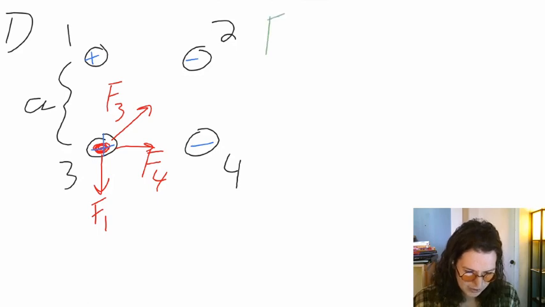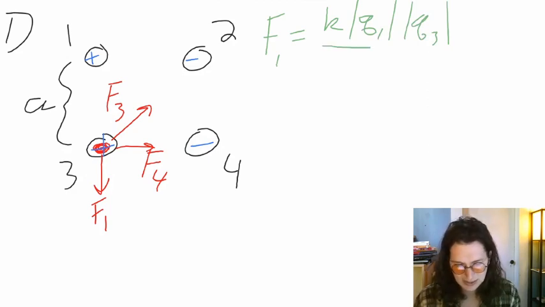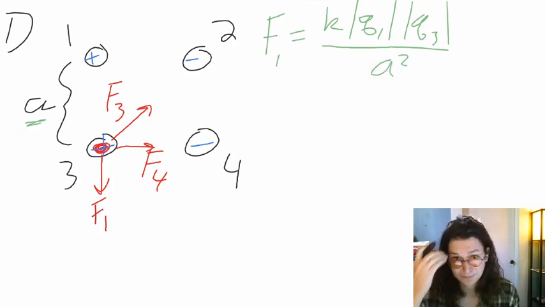So we have F1, the force between 1 and 3. That's going to be K times the absolute value of Q1 times the absolute value of Q3. Q1 creates the force, Q3 experiences it. And then we divide by the square of the distance between them. Well, my distance is just the side length A. That'll be A squared, and I can calculate that.